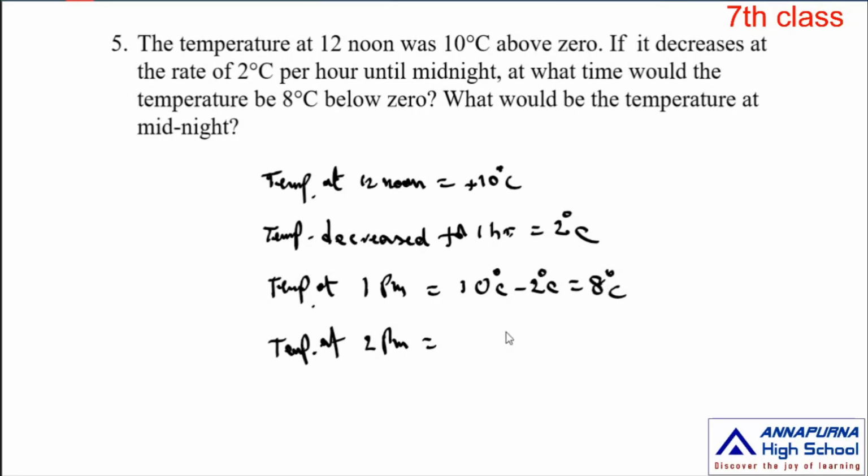Again, this 8 degrees is decreased by 2 degrees. Therefore, 8 degrees centigrade minus 2 degrees centigrade is equal to 6 degrees centigrade. Like that, you write the temperatures up to 12 midnight. We will get some temperature. You find out. So, in between 12 midnight and this one, you will get the temperature 8 degrees minus 8 degrees centigrade. Here, somewhat we will get minus 8 degrees centigrade.